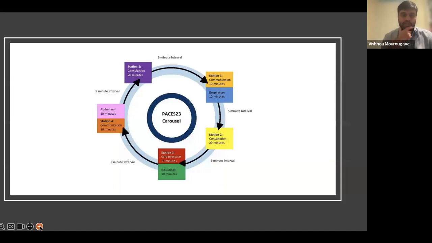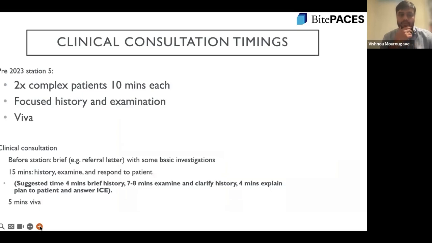Just because everyone needs to remember what the carousel looks like, I don't know when they would remove it off the website, but we're talking about station 2 and station 5, which are the consultation stations. Before, this was termed station 5 clinical consultation, where you had two complex patients and 10 minutes each, and you had to do a focused history, exam and viva all within 10 minutes. Obviously that wasn't a very well structured station because you had to rush through it.